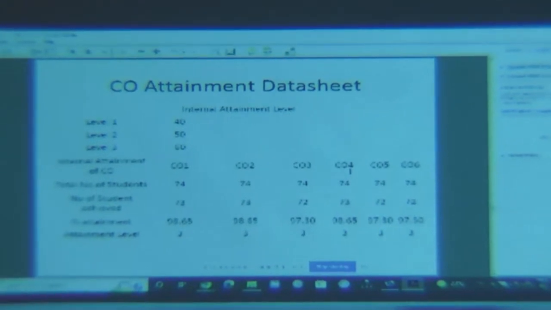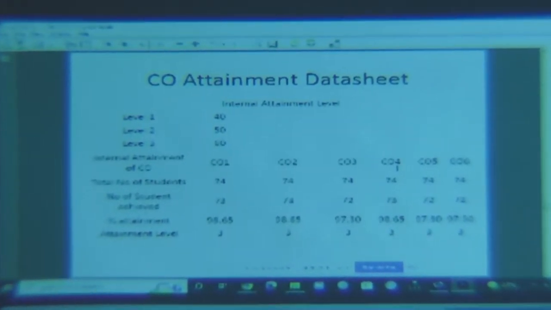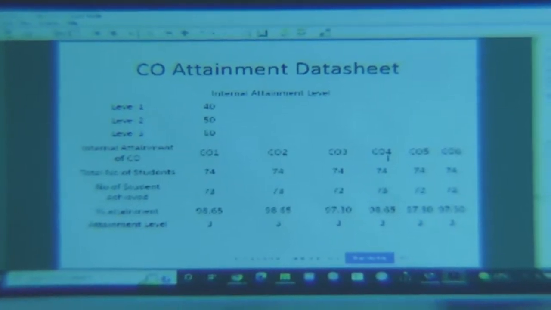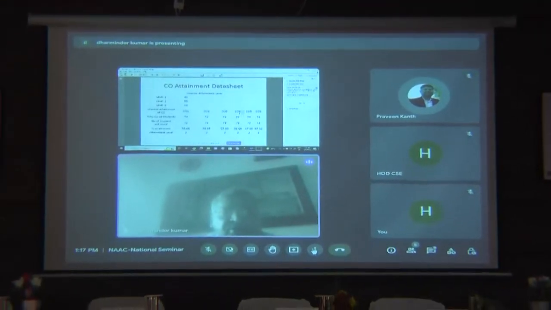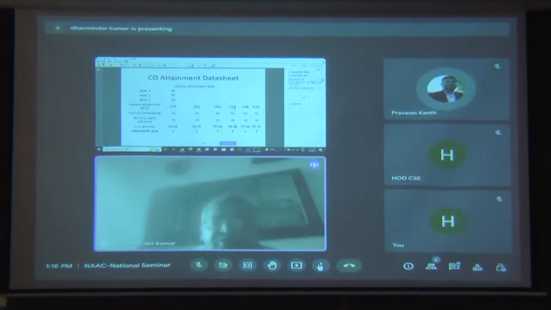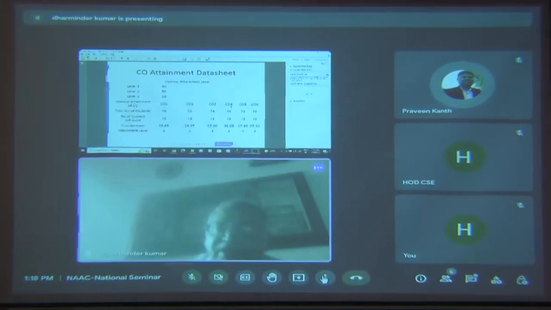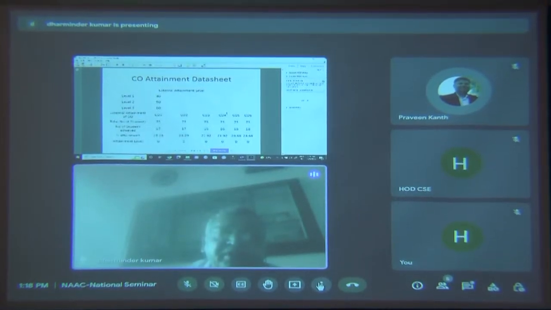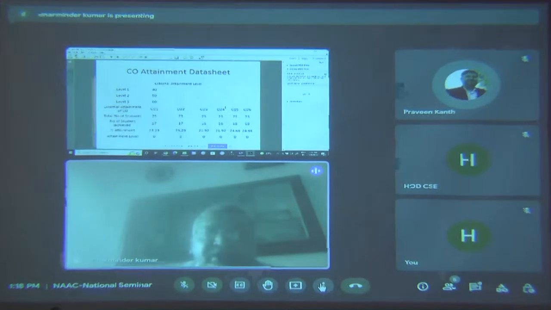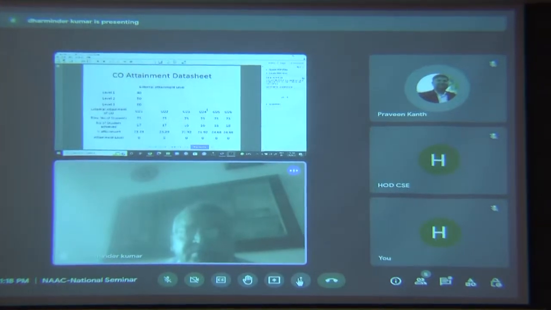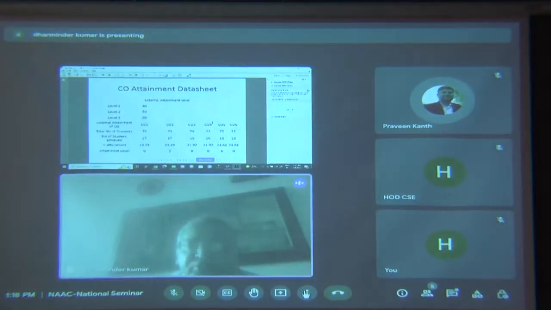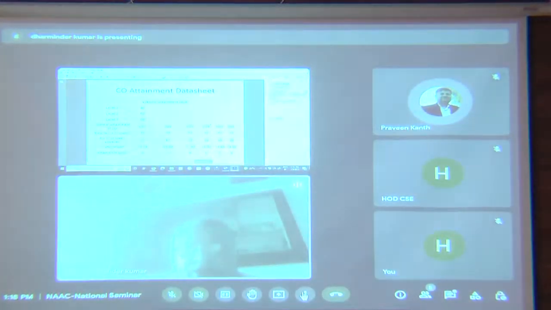I am skipping this because it needs a lot of understanding. And then this is the CO attainment data set. Internal attainment of CO 1 to 6, total number of students 74, number of students achieved: 73 out of 74, percentage of attainment more than 98%, so mean attainment level 3 in all cases, in internal. Similarly, external, like out of 73 or 74 students, only 17 or 16 or 18 students attained this, so less than 30%, so it means 0. So in internal, all have value 3.